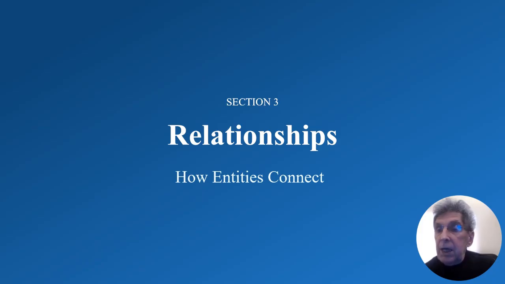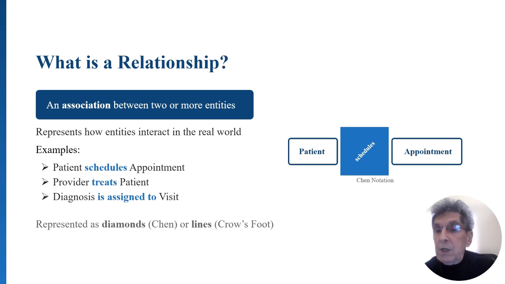With entities and attributes covered, let's talk about how entities connect. Relationships. A relationship is an association between two or more entities. It represents how entities interact in the real world. Think about it. Entities don't exist in isolation. Patients schedule appointments. Providers treat patients. Diagnoses are assigned during visits. Medications are prescribed by providers to patients. These verbs, schedules, treats, assigns, prescribes, describe relationships.